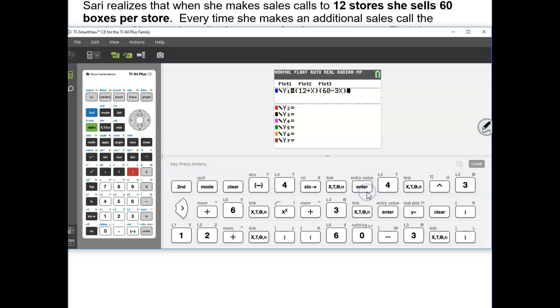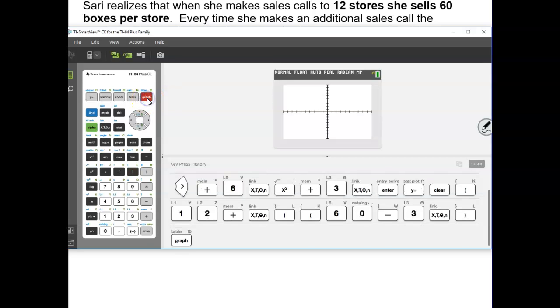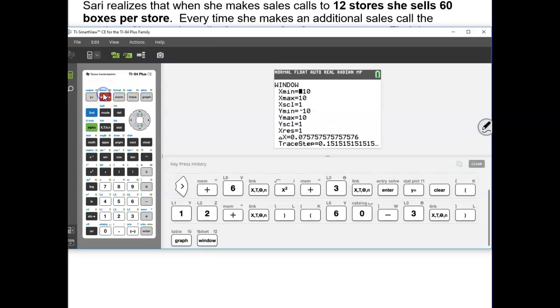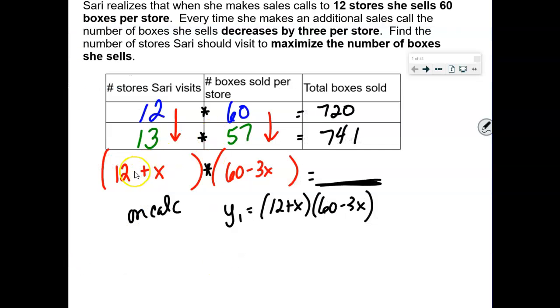So once you have your function typed in, sometimes you luck out, and if you hit graph, maybe the last question you did had a good window. That's not a good window. That's a standard window. All right, so let's go to the window, and let's think about what x represents in this question. It's how many extra stores she's visiting, and then also in this part of the equation, it's removing 3 x's in groups.